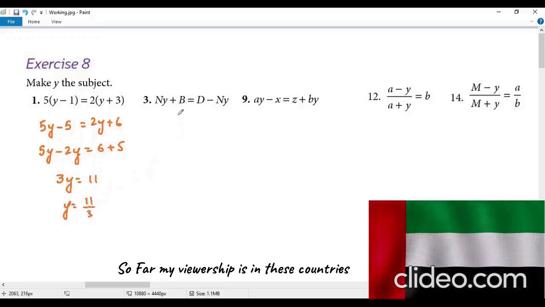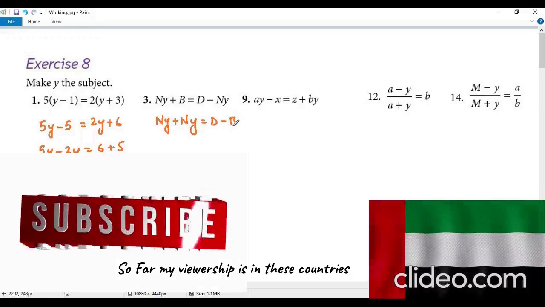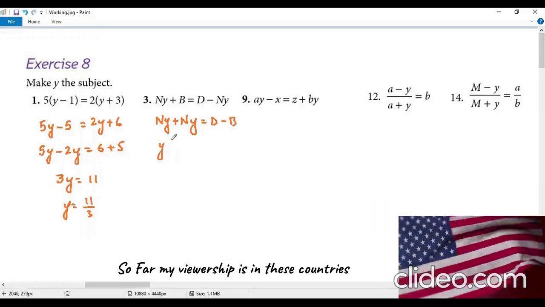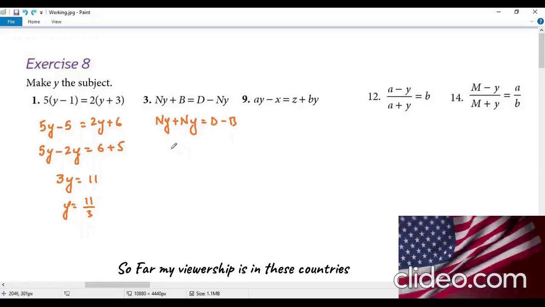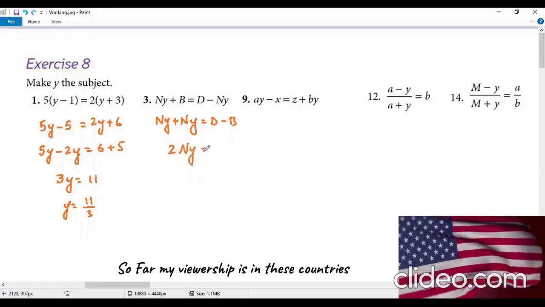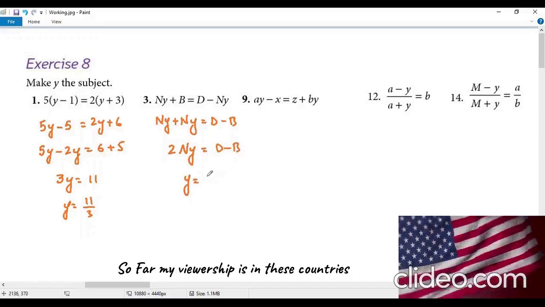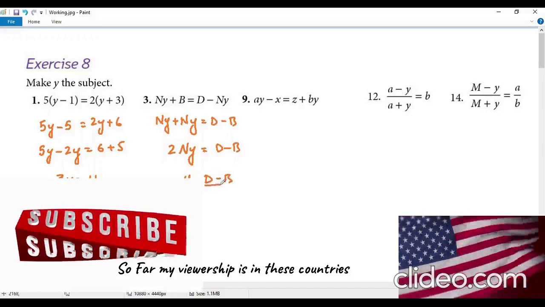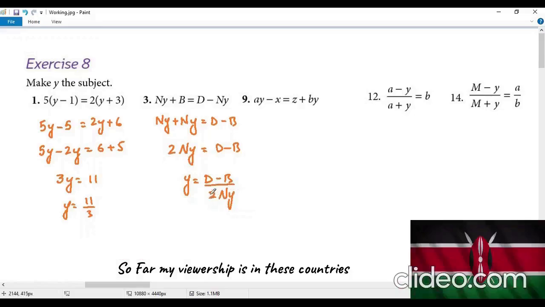In here, in question number 3, y is the subject. That means I will write in this way: minus ny is going to be a plus ny, and d minus b. Y is common in both of them. I'll take it out, or you can say in another word, it is 2ny equals d minus b. I will keep y as it is, and d minus b over 2ny, because 2n is multiplying by y, on the other side it will go and divide.